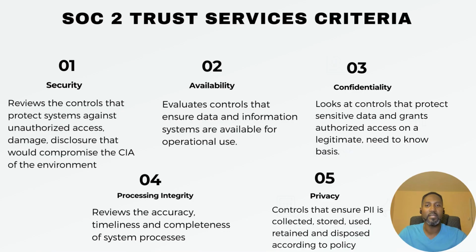Now, let's look at the SOC 2 trust service criteria and what they entail. As I said earlier, there are 5 trust categories. The first one is security, which reviews the controls that relate to protection of systems against unauthorized access, damage, and disclosure that would compromise the CIA triad in the environment. The second one is availability, and this evaluates the controls that ensure that the data is available for operational use.